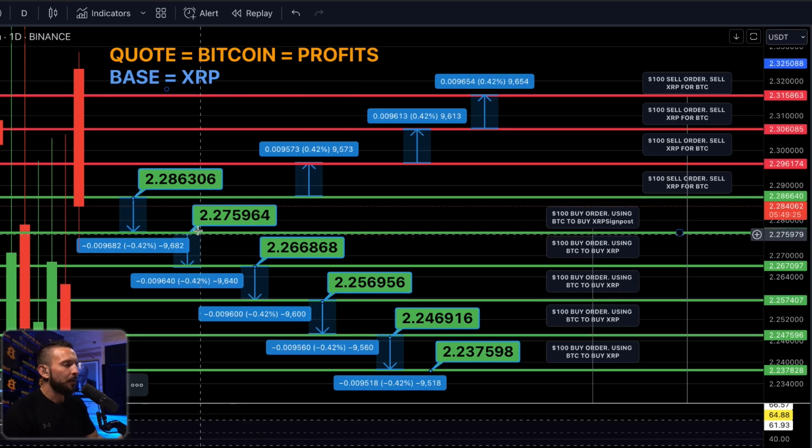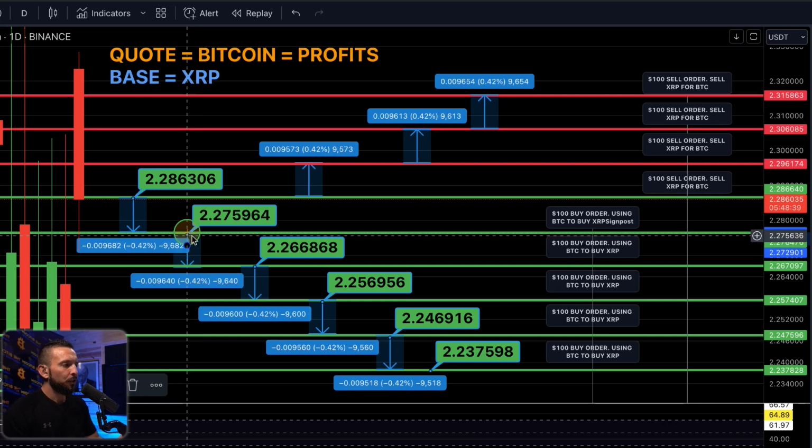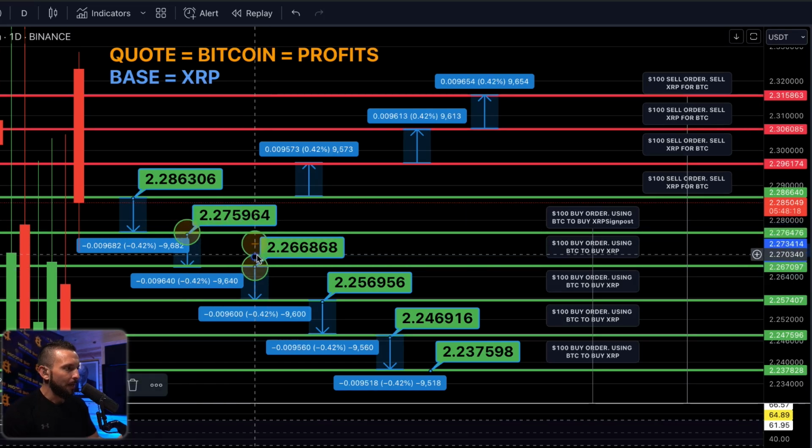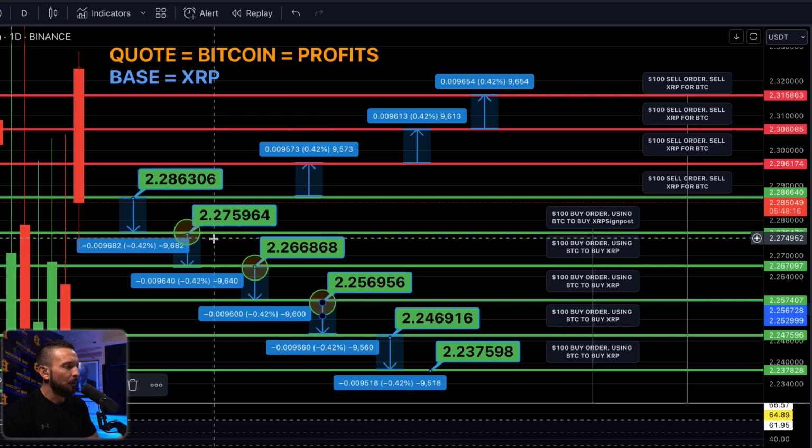It's going to take our Bitcoin. It's going to set a Bitcoin limit order right down here. And you can see the little circle green dot. So if price were to come down by 0.42%, it's going to buy $100 worth of XRP using Bitcoin. I've used dollar amounts to keep it simple, but it would really be like 0.0000021 Bitcoin. So what it's doing is it's going to automatically start off and put these limit buy orders. And then as price comes down, it would buy.